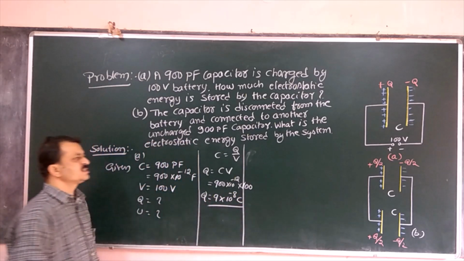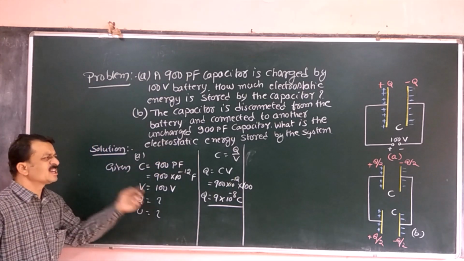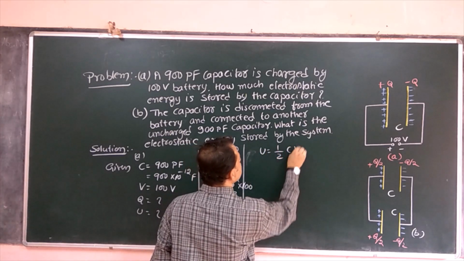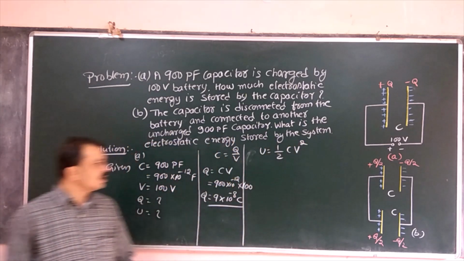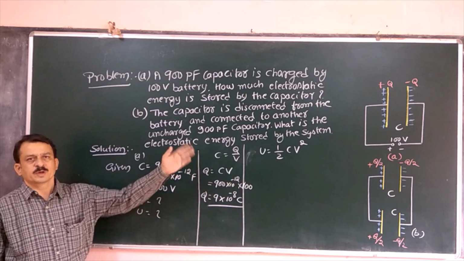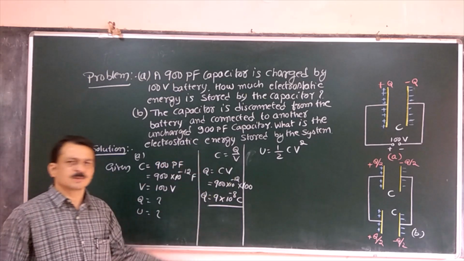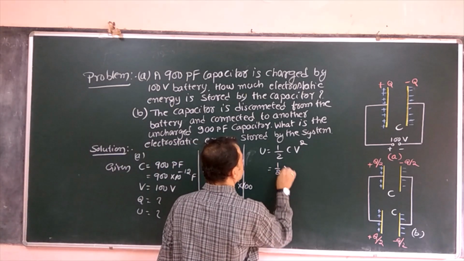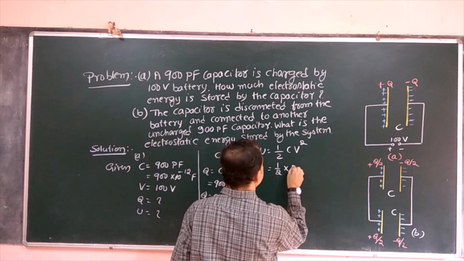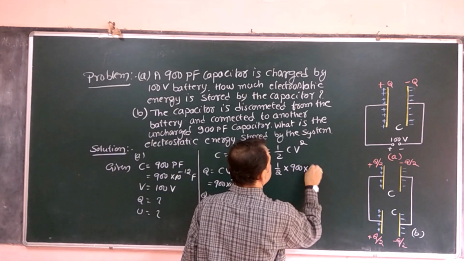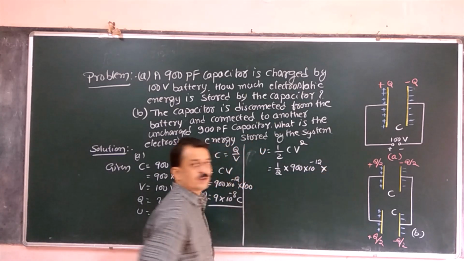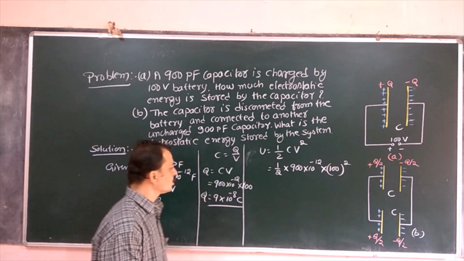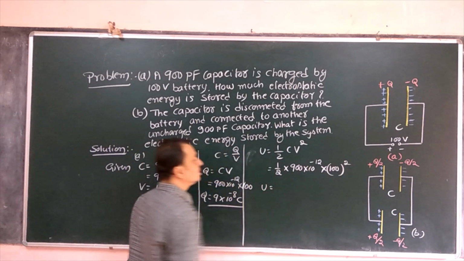Now this amount of charge is stored. Now what is the energy stored? The potential energy stored is equal to half CV square. We know three formulas: half QV, half Q square by C, or half CV square. We can work out using any formula. So it is equal to half of the capacitance value, 900 into 10 to the power of minus 12, into V square, where V square is 100 square. Let us simplify slowly.